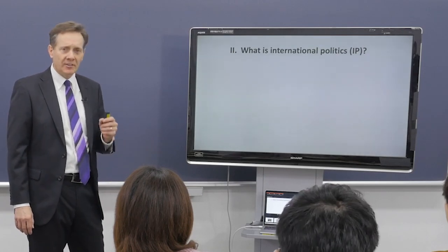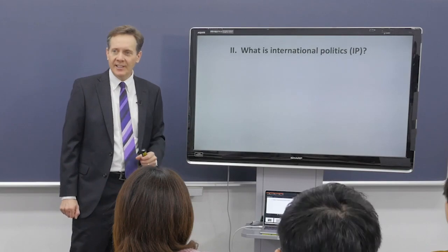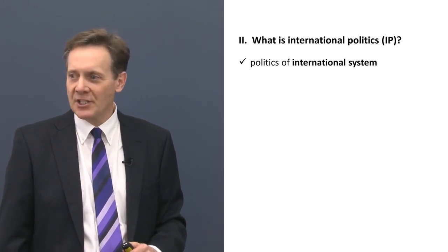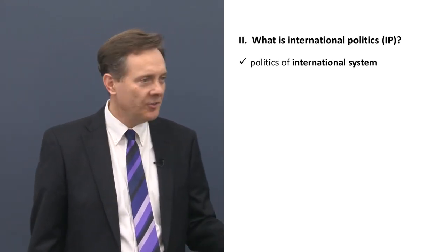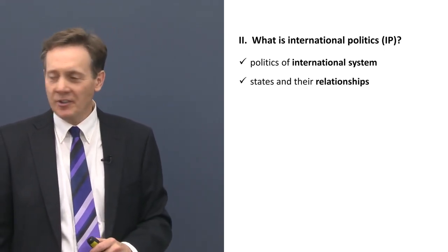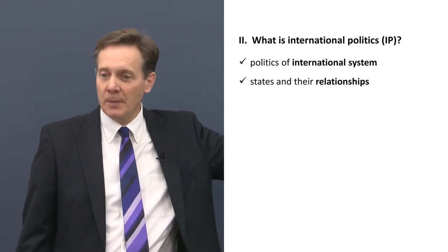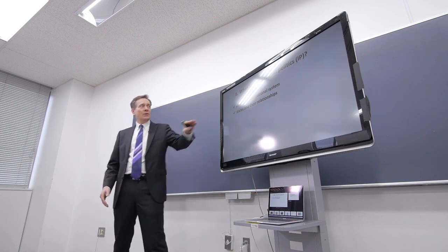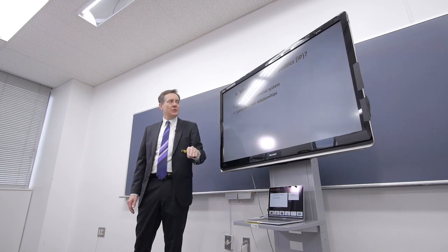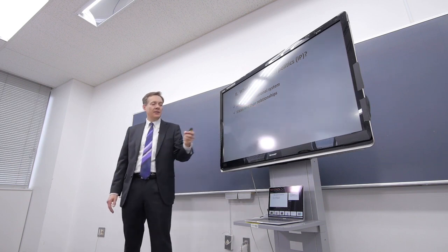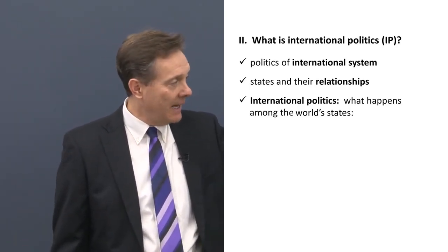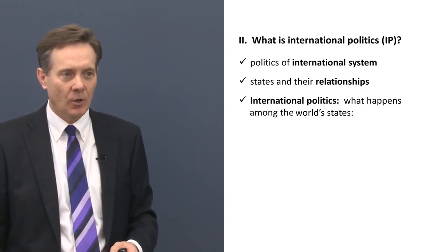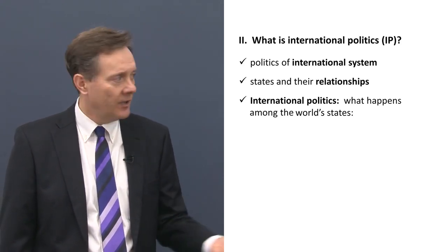Well, now that we understand what a state is, let's ask ourselves, what is international politics? International politics is the politics of the international system. What is the international system, do you suppose? The international system is made up of states and the relationships with each other. So in international politics, we don't talk about the world very much. We talk about the international system because we're interested in the relationships between and among states. So when we talk about international politics, we are talking about and studying what happens among the world's states. What is going on among the different countries in the world?